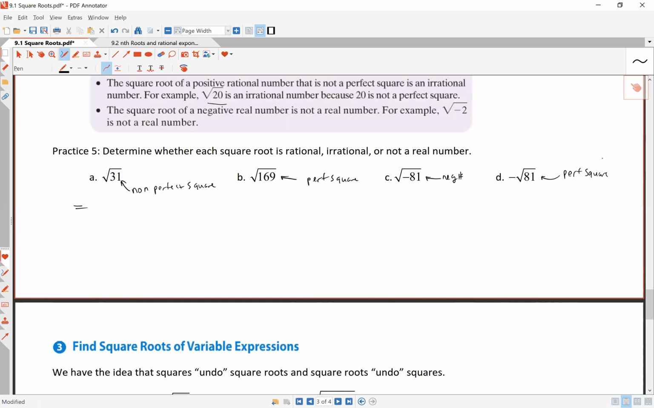Now that you've had a chance to label these, the square root of 31 is a non-perfect square, so we'll label this one as irrational. Letter B, the square root of 169 is 13, and so that one's rational. Letter C, negatives underneath the radicals are not real. And letter D, the opposite of the square root of 81 is the opposite of 9, or negative 9. And so that's a rational number.